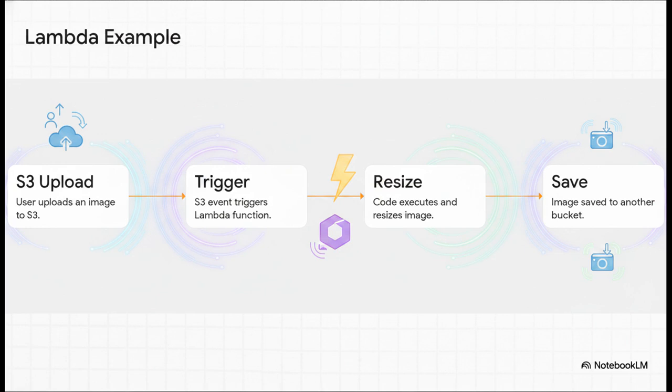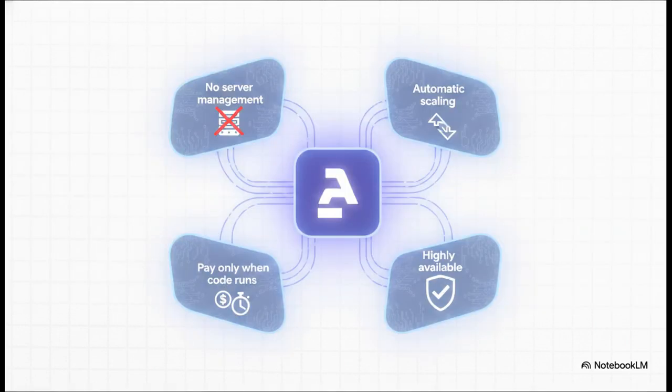The whole shebang is entirely event-driven. And these exact benefits are what makes Lambda so powerful, and honestly, so highly testable on the CLF-C02. First off, there's absolutely zero server management. Second, it has automatic scaling built right in by default. If 1,000 images are uploaded at the exact same time, Lambda seamlessly runs 1,000 concurrent executions.